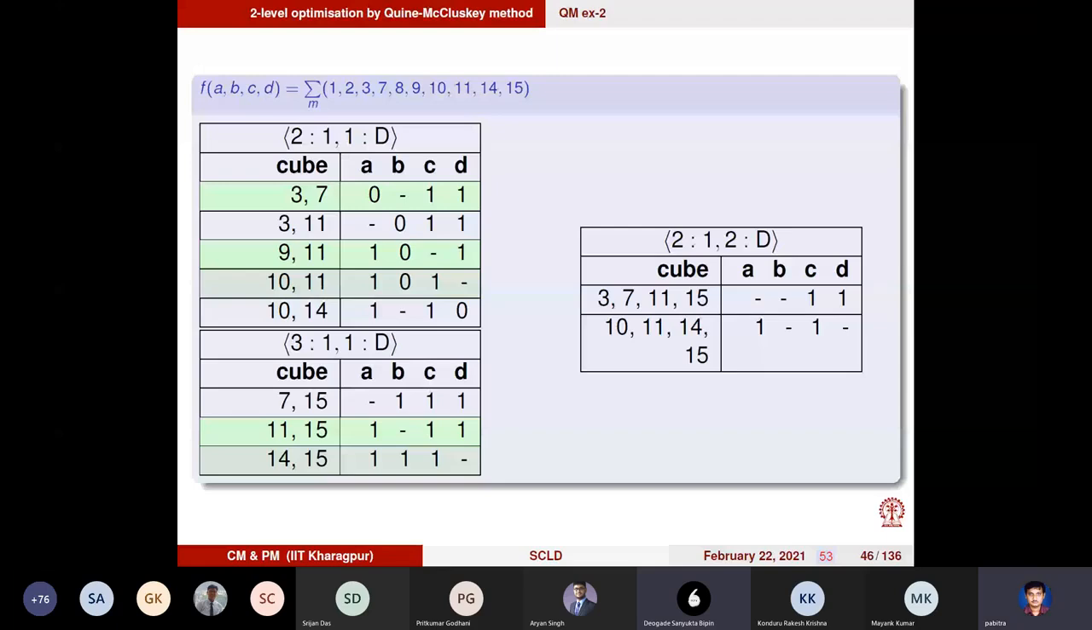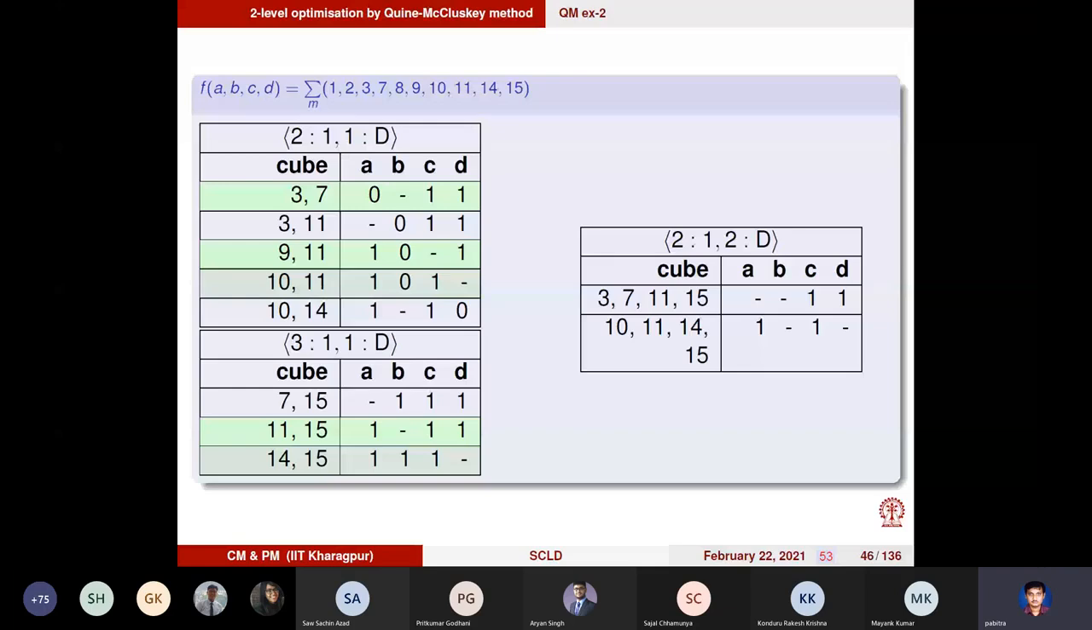What is the essential prime implicant? So 1, 3, 9 is an essential implicant. It covers 1, 2, 3, 10, 11. And if 2, 3, 10, 11 is an essential prime implicant, I can drop 3, 10, and 11. These columns I can drop.